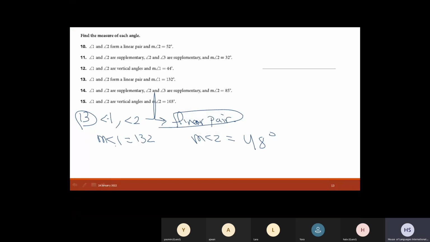Girls, if you want to go to break, you can. Number 14: angle 1 and angle 2 are supplementary, angle 2 and angle 3 are supplementary. So the measure of angle 2 is 85.